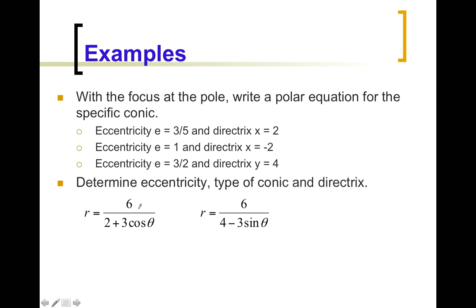The next ones, again, are not too hard. You just got to pay attention to what the equation is saying. So you need to determine the eccentricity and the type of conic and the directrix. So kind of going backwards like up here.